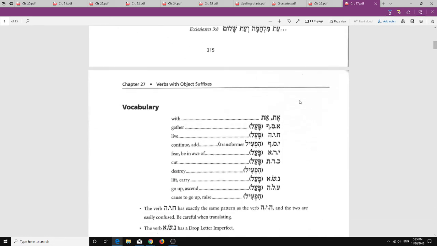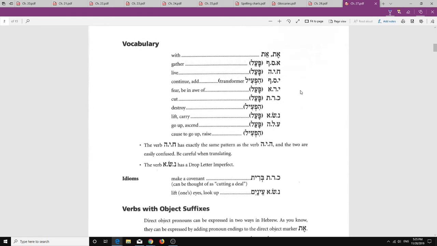Okay, well, let's jump on down to our vocabulary and get on with the rest of this chapter. So, first word, ate, and this just means with. Now, if you are paying attention and perceptive, you'll notice that this is exactly like our direct object marker. We'll talk about this more at the end of this chapter, but keep your eye out for this.